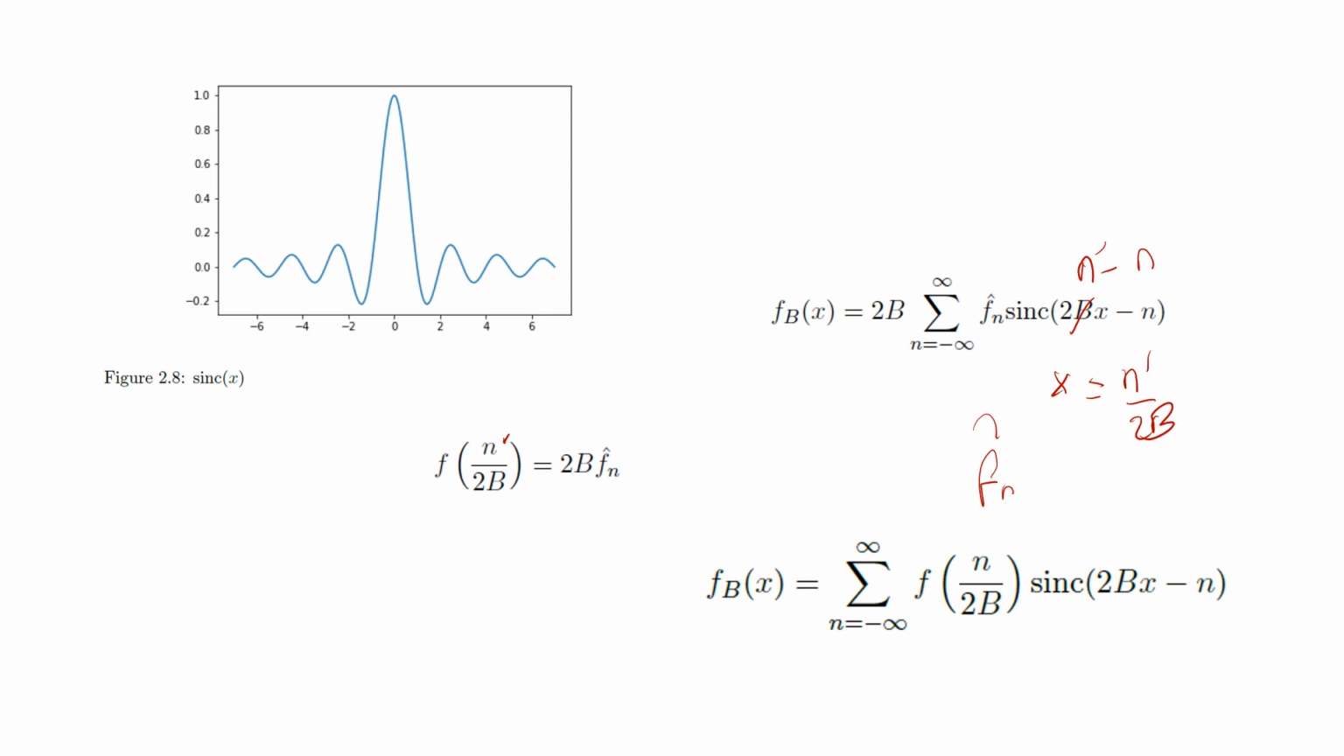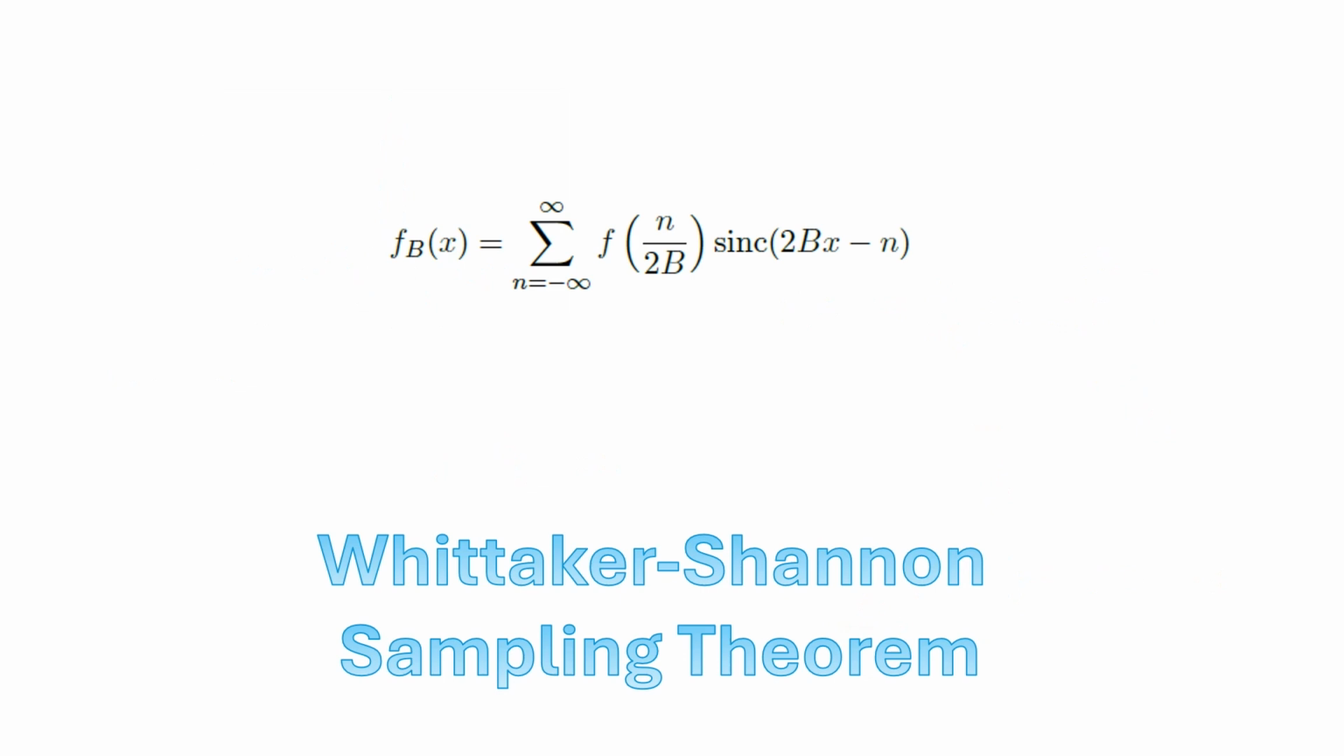So we can expand f of x in terms of these samples. These are sample values of the function evaluated at x equal to n over 2b, and then expanded in a series with the sinc as an interpolating function. For any band-limited function, this is an exact representation of the function with discrete values at the sample points rather than continuous values over space. This is called the Whittaker-Shannon sampling theorem.